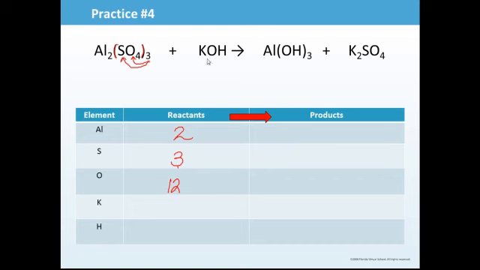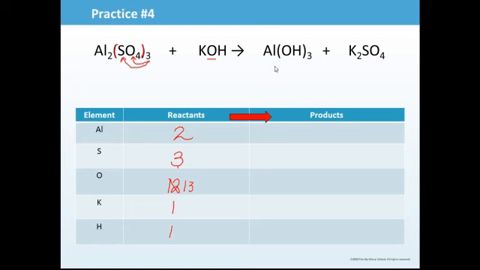But wait, we got an oxygen over here. So we really have 13 oxygens. We have 1 potassium and 1 hydrogen. Alright, so just keep in mind, if you have a subscript and a parenthesis before it, that subscript gets applied to the elements in the parenthesis. Not aluminum, just the chemical in the parentheses.